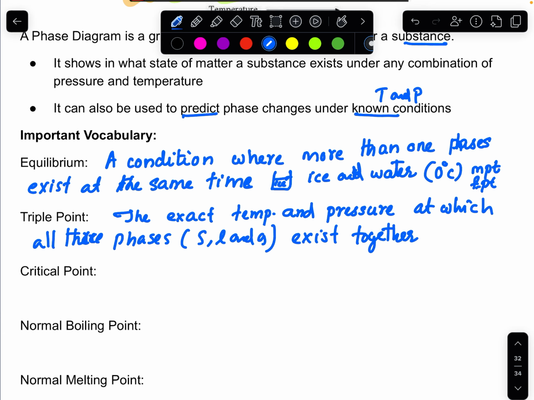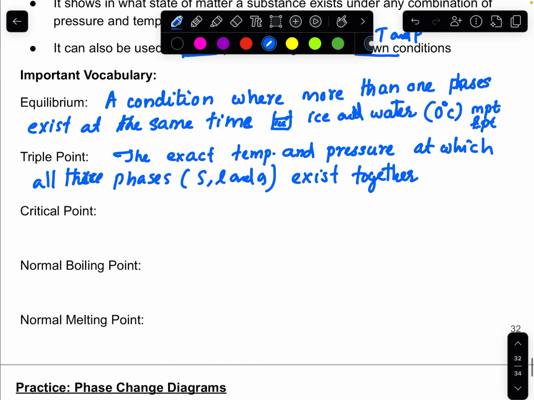Then the critical point: at a particular point in a graph, beyond that point, it is very difficult to do the phase changes between liquid and gas.